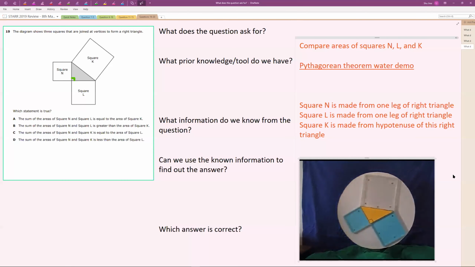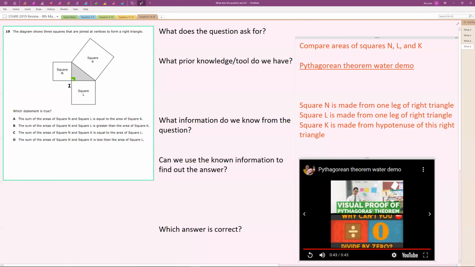Okay, see that? That's exactly the same setup as here in this water demo. As we saw, three squares, and the water, when it flows from the two smaller squares, N and L, the squares made from the two legs of this right triangle, will fill this larger square made from the hypotenuse. So that's what the Pythagorean theorem is about.